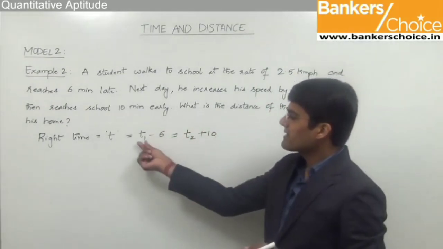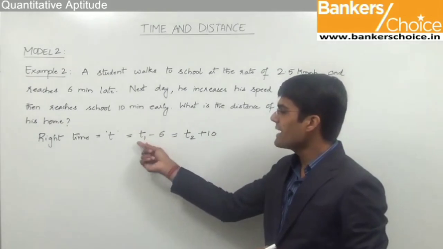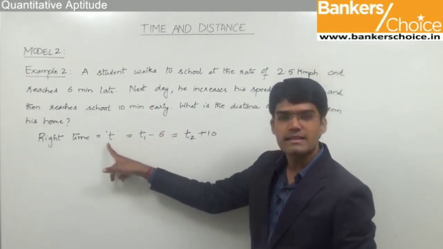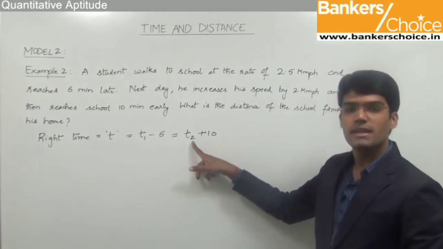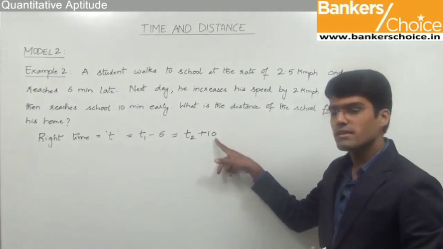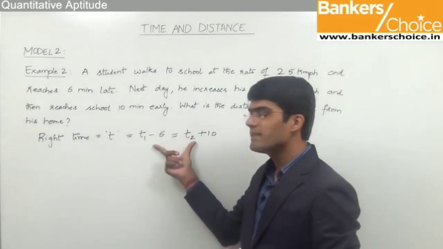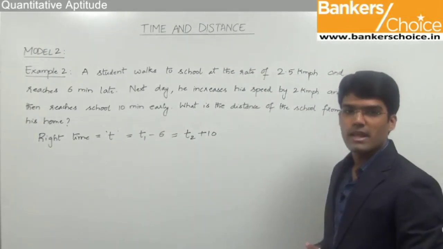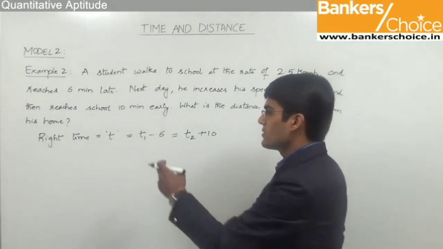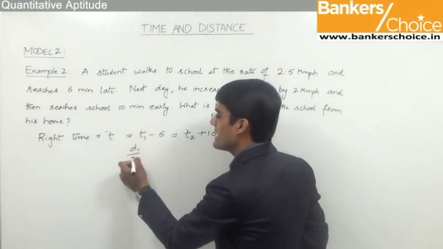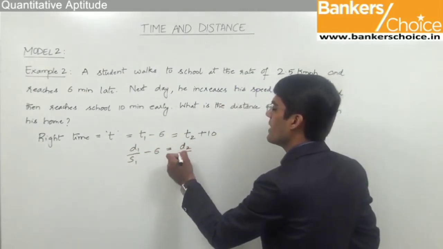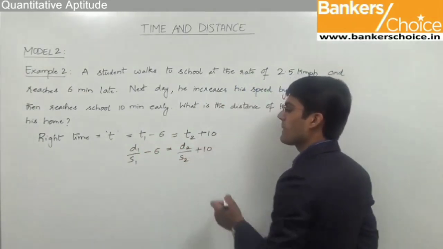Right, if you can observe, in the first case the time taken was t1, so from that if we subtract 6, because he was 6 minutes late, we get the right time t. And in the second case the time taken was t2, and as the student was 10 minutes early, we are adding 10 minutes here to get the right time t. Now with the help of this equation we can get the required answer here. We all know that time is nothing but distance by speed, so t1 can be taken as d1 by s1 minus 6 minutes. And t2 can be taken as d2 by s2 plus 10.